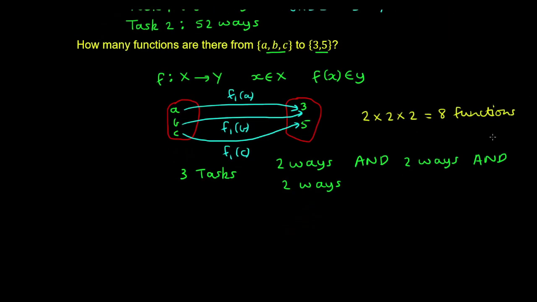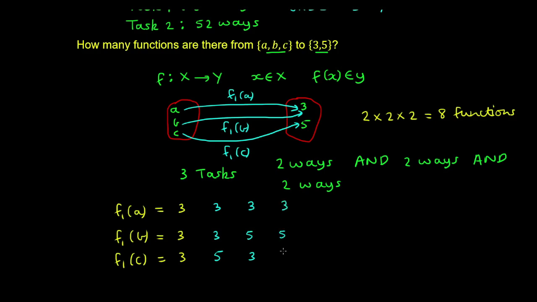So we can show this. If you have one function, f1, which takes an input A, and an input B, and an input C, so this function may produce all outputs of 3 when taking A, B, and C as inputs. And if we have another function f2, well, they may produce 3, 3, and 5. And then the next one may produce 3, 5, and 3. And the next one can produce 3, 5, and 5.